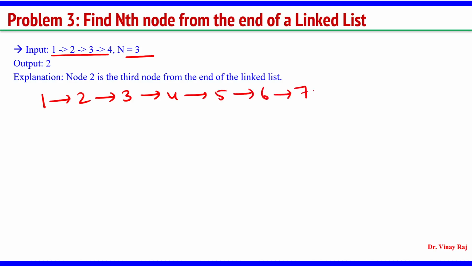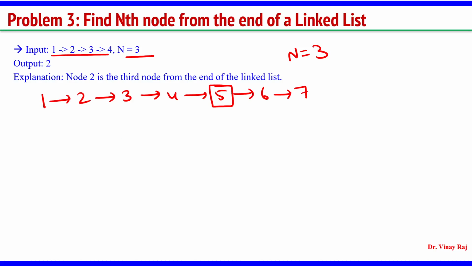Okay, so let's say I have a list 2, 3, 4, 5, 6, 7. Let's say this is my list and I give n equal to 3. I want the third node from the end. So our answer should be 5. 5 should be our answer. So how do we solve this? What is the solution for this problem?